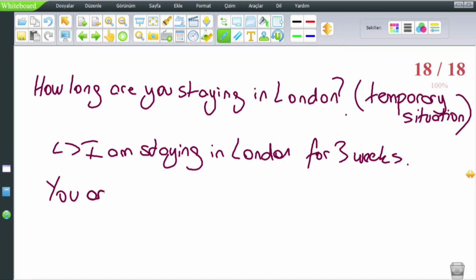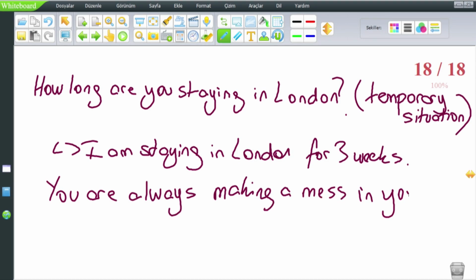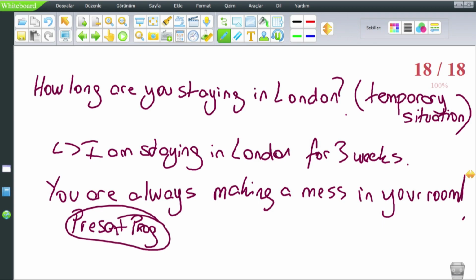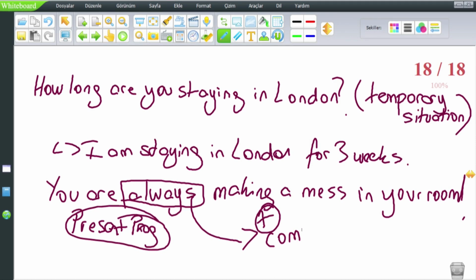You are always making a mess in your room. This is a complaint sentence. That's why we use present progressive. But there's one thing, a key point. We use always only and only in present simple. But you can see in this example that we use it with present progressive. Because, yes, it is correct and it can be, but with only complaints.